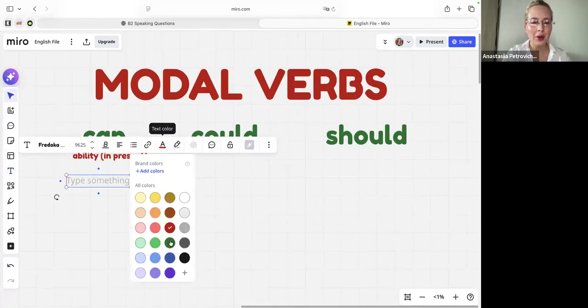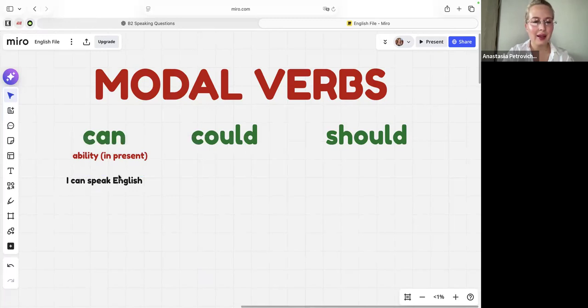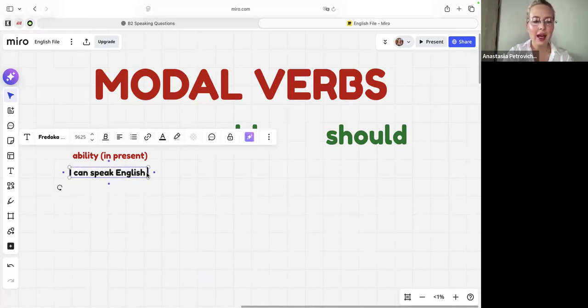For example, I can speak English. It means that I can speak English right now. If I want to ask a question, it will be can you, for example, can you speak English? So we just put can at the beginning of the sentence, and if it is a negative sentence, we say I can't speak English.